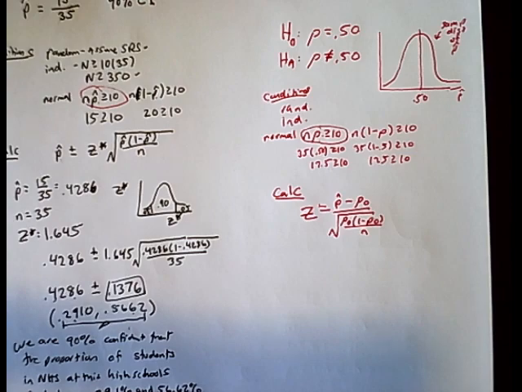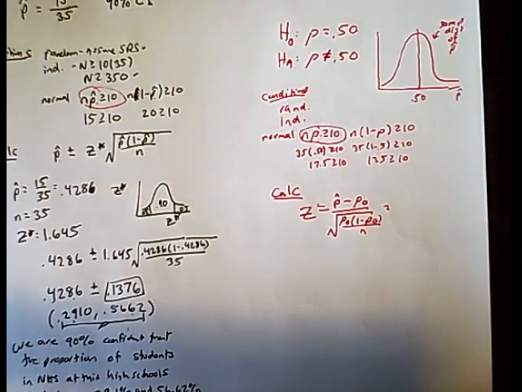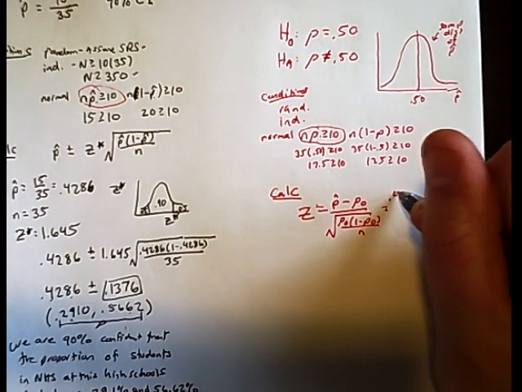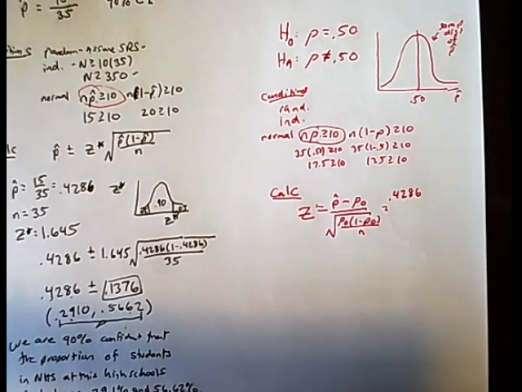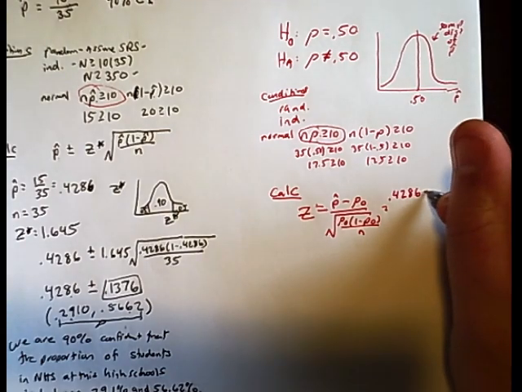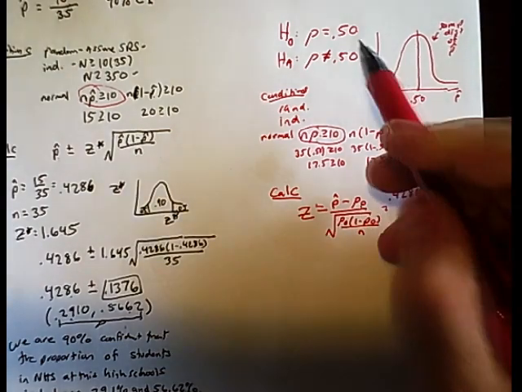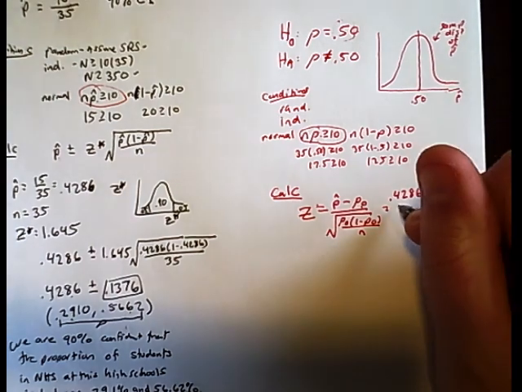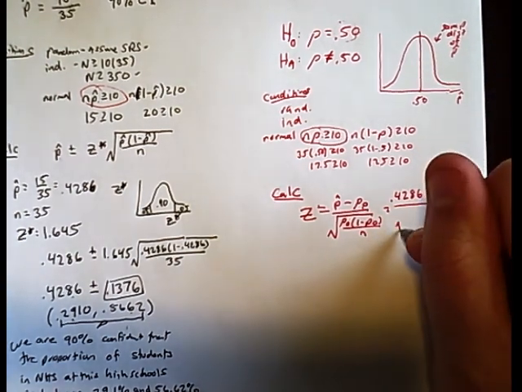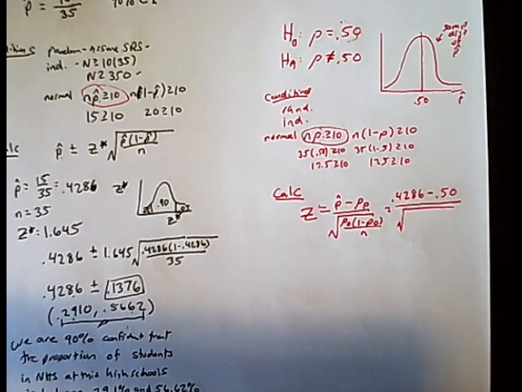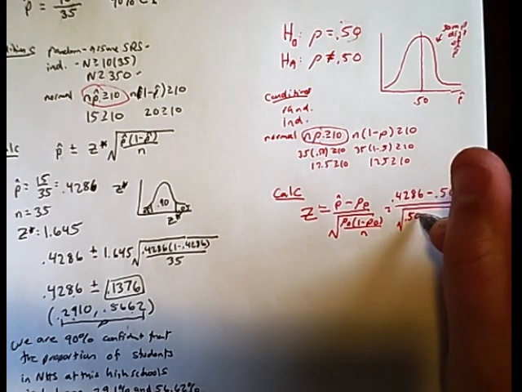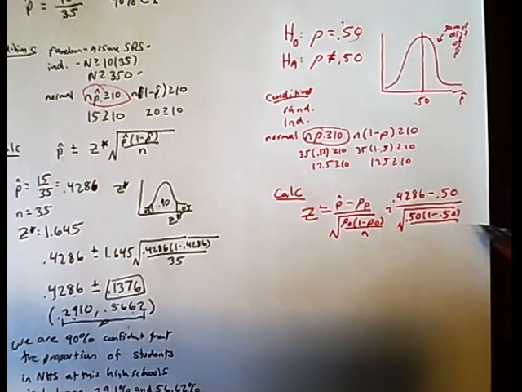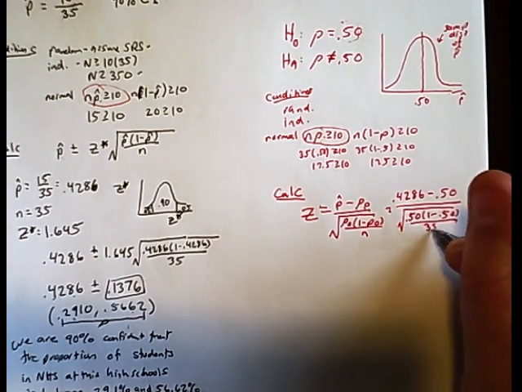So in this particular problem, we would take our p-hat, which we already found was 0.4286, minus the assumed value, which is the hypothesized parameter, all over square root of 0.50, 1 minus 0.50, over the sample size, which is 35.